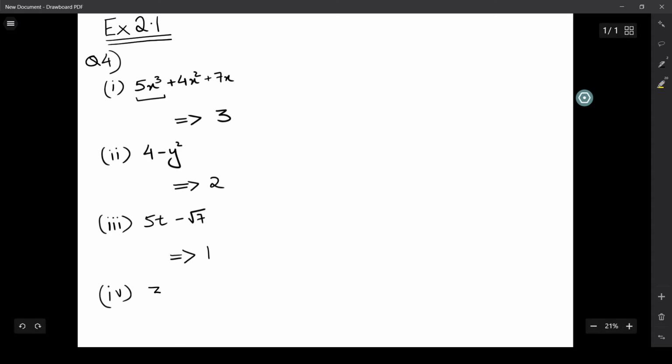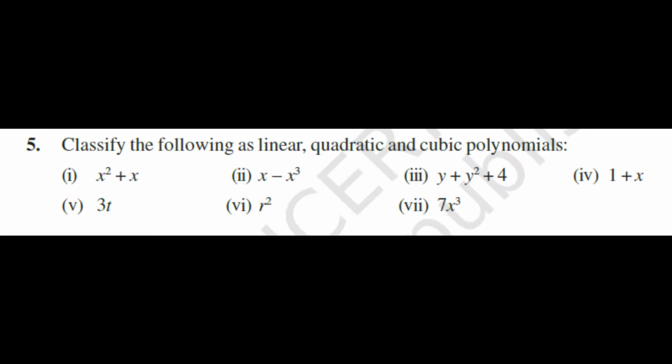The fourth part is simply the number 3. Here the variable is not visible. However, we could rewrite this as 3 into x to the power 0. We know that x to the power 0 is equal to 1, so this would mean the same thing. And by rewriting it like this, we can visually see that the degree of this polynomial is 0.